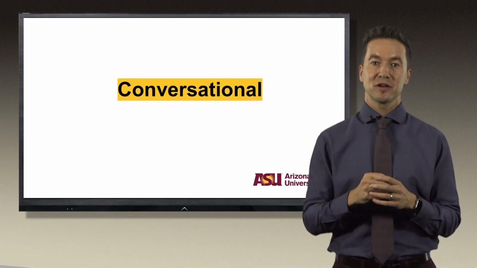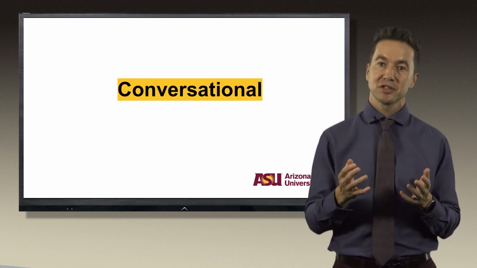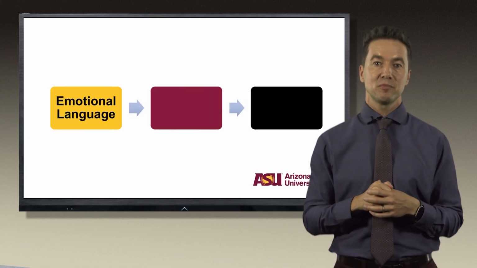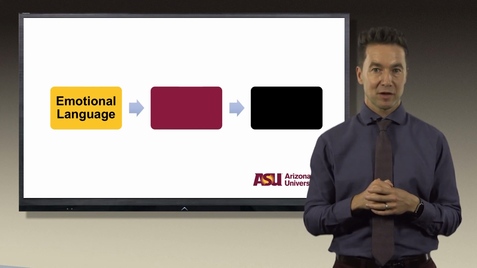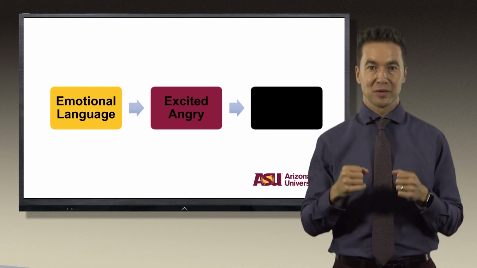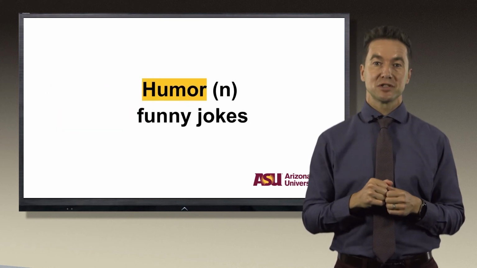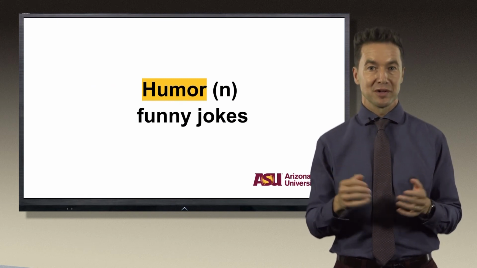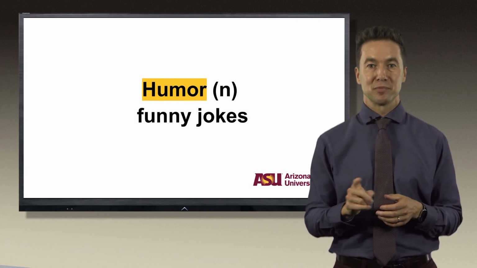Finally, like broadcast journalism, new media journalism uses a conversational style, speaking directly to the user. Online media also uses emotional language, words that make people feel angry or excited, to generate more clicks. New media journalists and social media users also are more likely to use humor or jokes to make readers laugh than traditional media journalists.